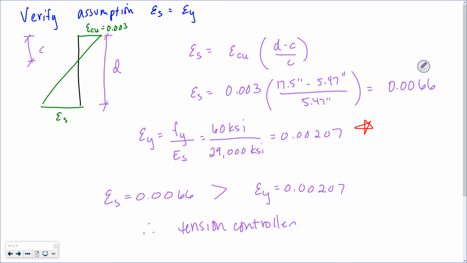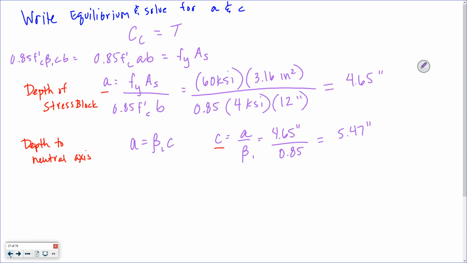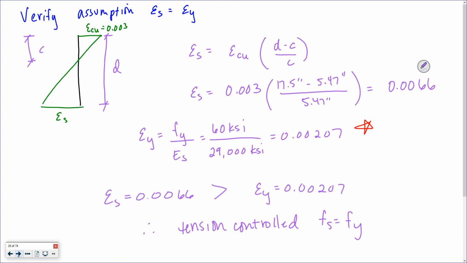Alright, if I've gone beyond my yield strain, my fs is equal to my fy, which is what I assumed in this equation. So everything is good. Yay! I don't have to go back and do anything else. Well, I have to do a couple more things. But I don't have to go back and recalculate all my neutral axis stuff.